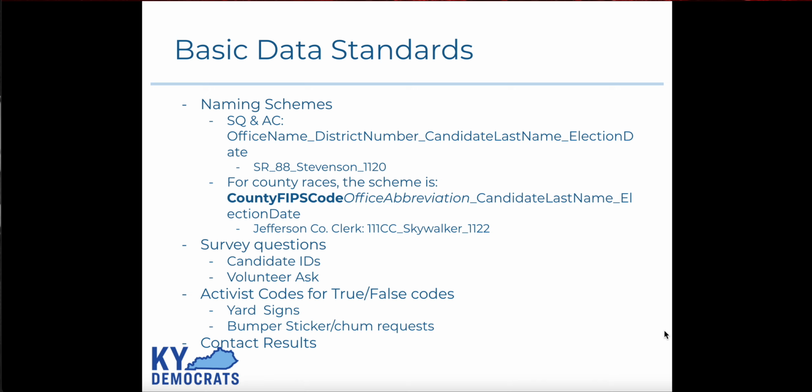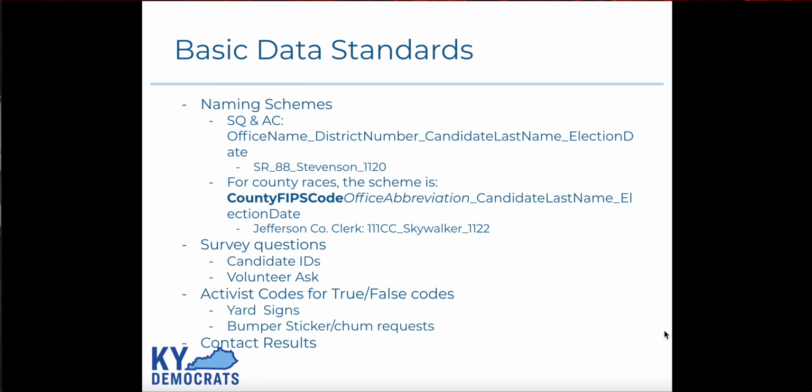We put in the county FIPS code instead of the county name. If you have a long county name like Jefferson County or Livingston County, that's going to take up a lot of the characters in a survey question or activist code. So we're using the county FIPS code, the office abbreviation, the candidate's last name, and the election date. That way, it's a lot easier to know what all of that is. So for the Jefferson County clerk and a candidate named Skywalker, it would be 111111, which is the county FIPS code, CC, county clerk, underscore Skywalker, underscore 1122 for the November 22 general election.